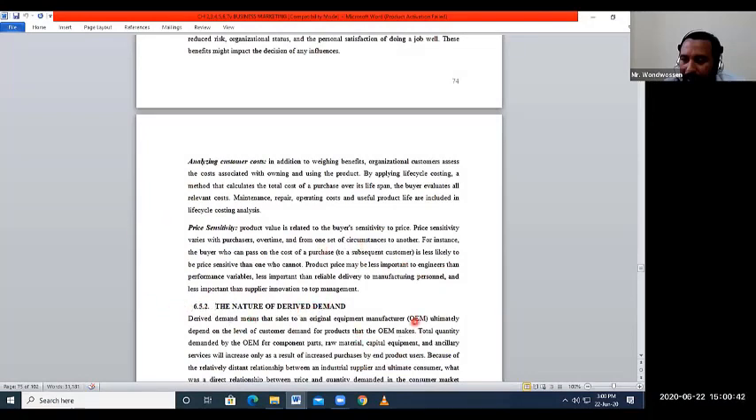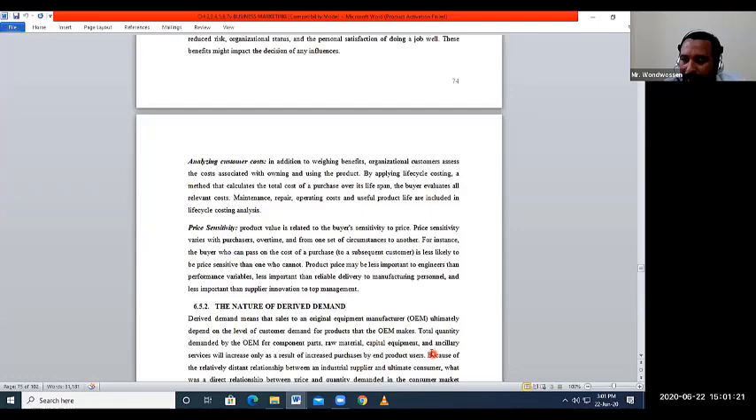So the first is with regard to the customers' demand. With the nature of derived demand, as we have seen earlier, derived demand means the sales to the original equipment manufacturer ultimately depend on the level of customer demand for the product that original equipment manufacturer makes. So in this case, the demand depends on the ultimate users.